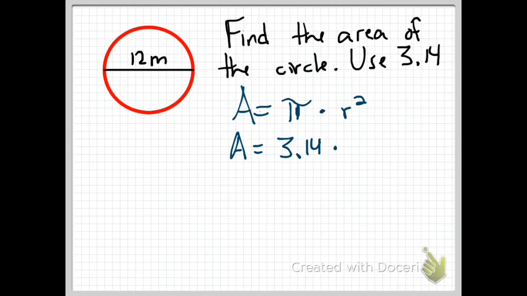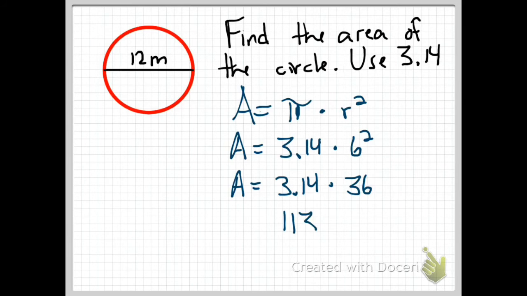And what that means is that we don't want that. We don't want the diameter. We want the radius, which is just simply half of that. So we're going to have 3.14. You should not be getting 12. You should be getting 36. 36 times 3.14 is 113.04, and there's no indication of rounding off, so we'll just leave it like that.